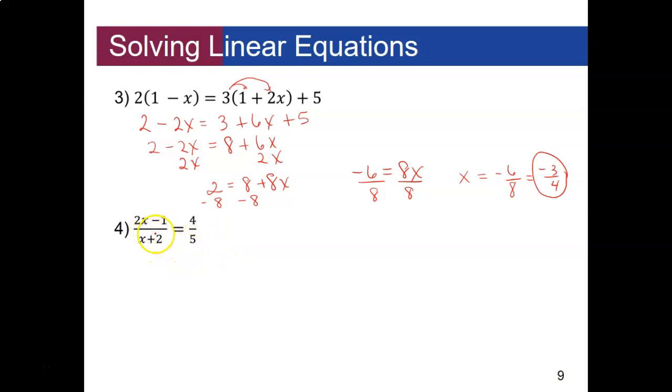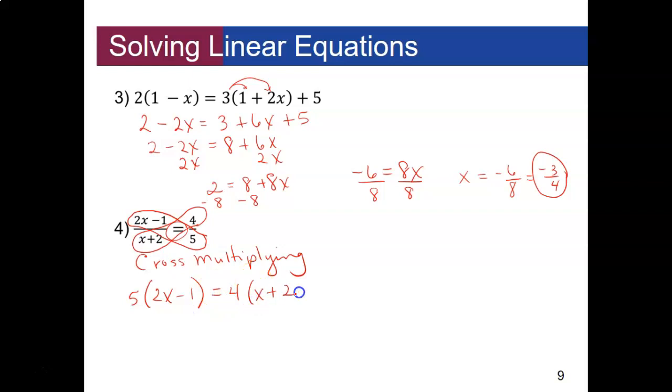Occasionally you have problems like this where you have a fraction equal to a fraction. In a case like this, the process of cross multiplying is going to be helpful, and you need to make sure that you have the equals in between to be able to do that. So when we cross multiply, we're going to multiply these two together, and then multiply these two together and set them equal to each other. So we'll have 5 times 2x minus 1, and we're going to set that equal to 4 times x plus 2. So we'll distribute here and have 10x minus 5 equals 4x plus 8.